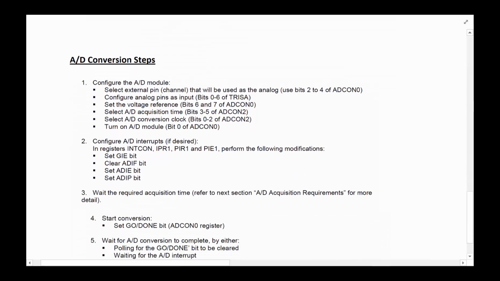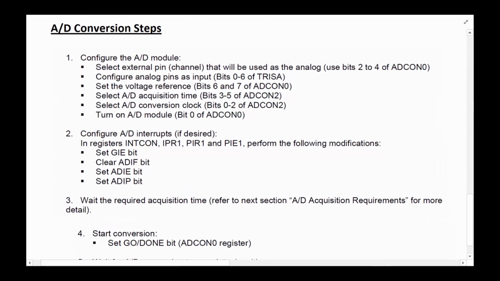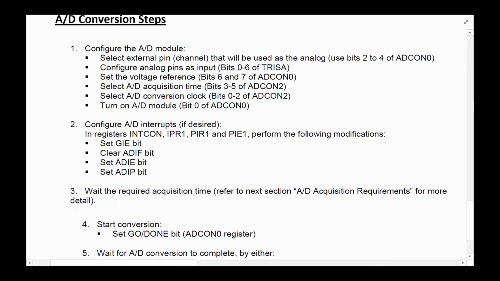Okay, here is a quick outline of what you need to do in order to configure an A to D. You have to select the external pin that's going to be used. You have to configure the analog pin. You have to set the voltage reference, whether you want it from the source or you want to provide your own as an external reference. Select the A to D acquisition time; 0 is good unless you have a good reason not to. For the A to D conversion clock, half the frequency is good unless you want to slow it even further down. And then you can turn on your A to D conversion.